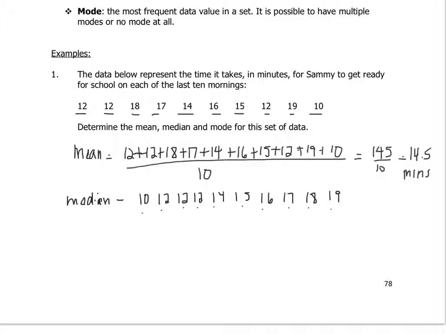Then the median would be the middle piece of data. Half of 10 would be 5, so 1, 2, 3, 4, 5. This is the line that goes right down through the middle of the data, with 5 pieces on the left and 5 pieces on the right. Because it's an even number of pieces of data and you don't have one middle piece, you take the mean of 14 and 15. 14 plus 15 divided by 2 is 14.5 as well. And the mode is the one that occurs most often, which in this case is 12.